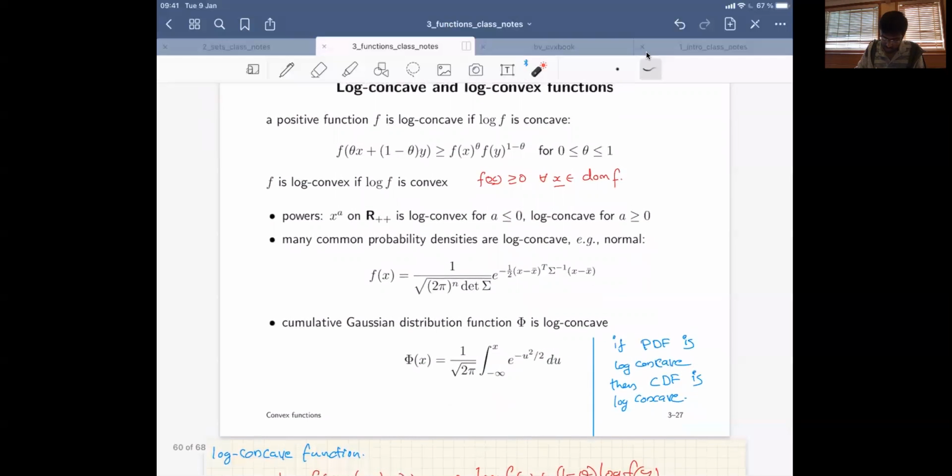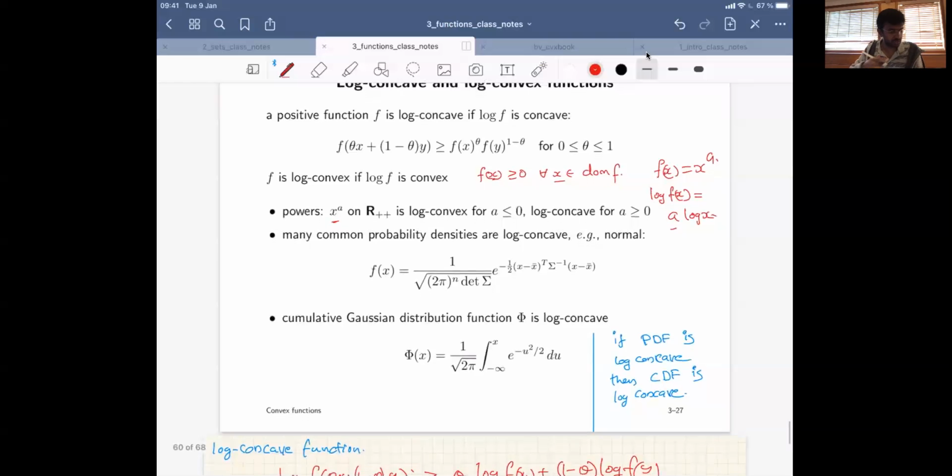So here are some examples. Power of x. This is what you said. So this is f of x is x raised to a, right? So when you take log f of x, it will be a into log of x. So if a is positive, this will be concave. If a is negative, this will be convex. In your example, it was 1.